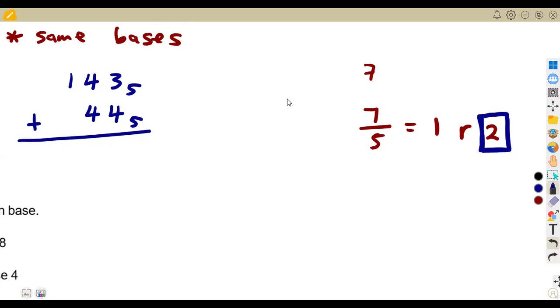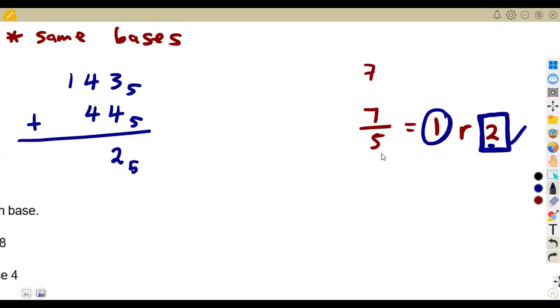Take note, you are going to write the remainder in your answer. Remember, when we were converting from base 10 to base 5, you were noting the remainders in your answer. It is the same case. The remainder is the one that you are writing in the answer here, a remainder of 2. We are in base 5, and it's possible for us to write a 2 in base 5, because it is less than the base.